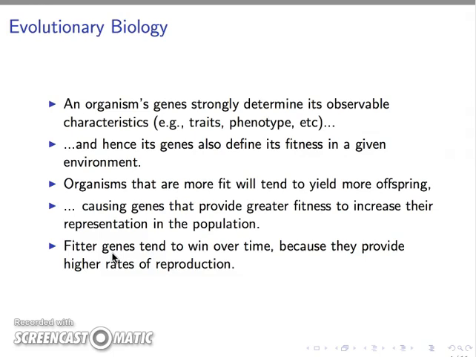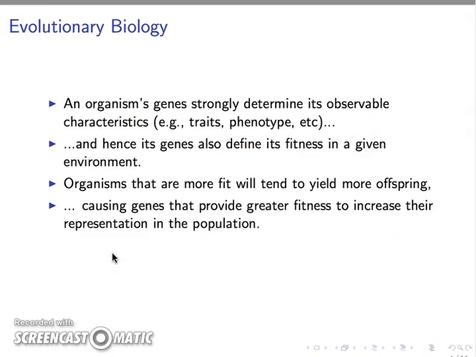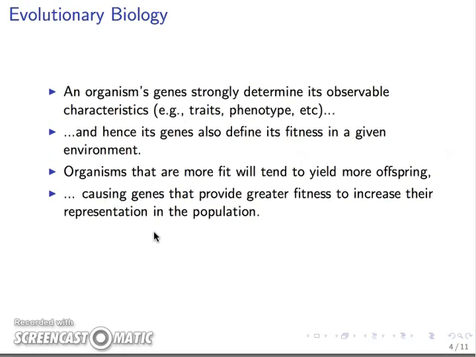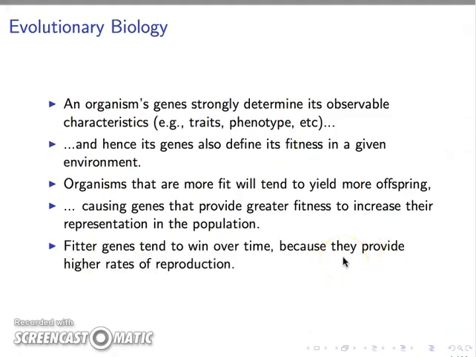And this goes back to the angle of evolutionary biology that we are revisiting here. You may have heard the phrase survival of the fittest. And definitely that survival of the fittest translates into a higher or advantageous fitness, and therefore this notion that organisms that have a better fitness have the tendency to have a much larger reproduction rate, and the genes that provide greater fitness will increase the representation in the population. So that's nature in action. So fitter genes tend to win over time because they provide higher rates of reproduction.